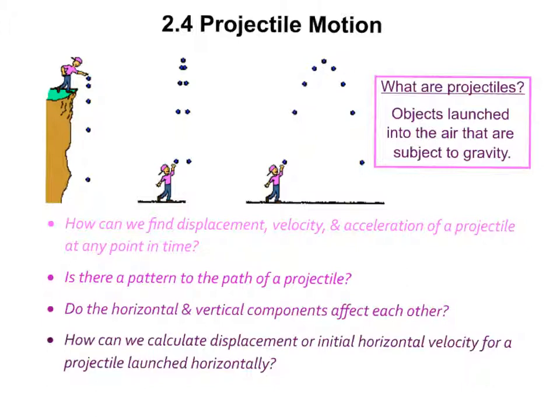We're going to ask ourselves this question: do the horizontal and vertical components affect each other when we're talking about projectile motion? We're talking about horizontal and vertical motion, the components of velocity or of a particular motion, and do those affect each other? How can we calculate the displacement or initial horizontal velocity for a projectile launched horizontally? So I'm going to show you how we can calculate that as well.